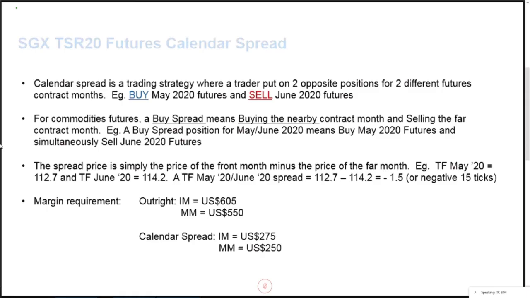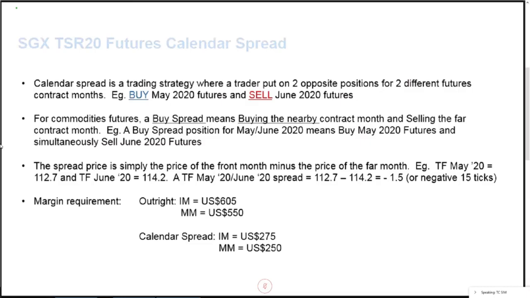To further illustrate what I just said in words, when you do a calendar spread, you buy one and you sell another in different months. For rubber or commodities in general, when we talk about a buy spread, we are buying the front month and selling the back month. It does not have to be consecutive, meaning I could buy May and sell July, buy May and sell June, I could even buy May and sell November. In any case, there are 12 months out there that you can trade.